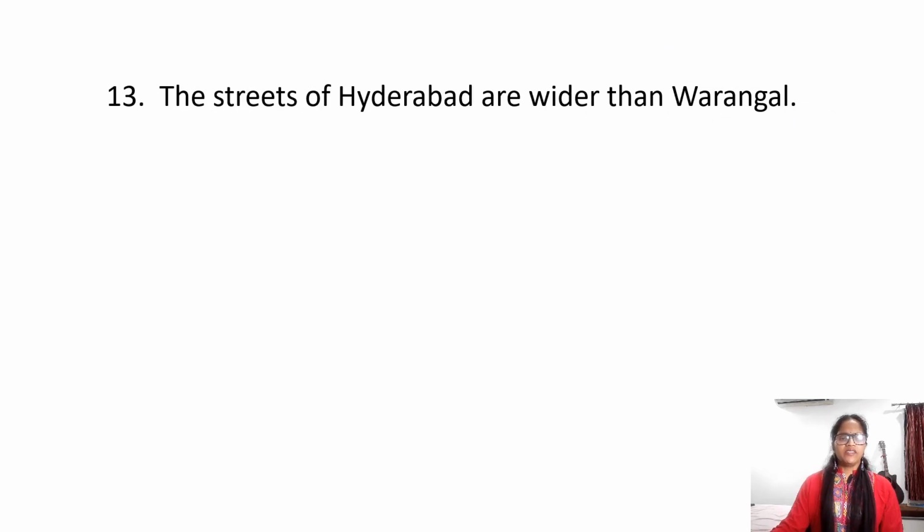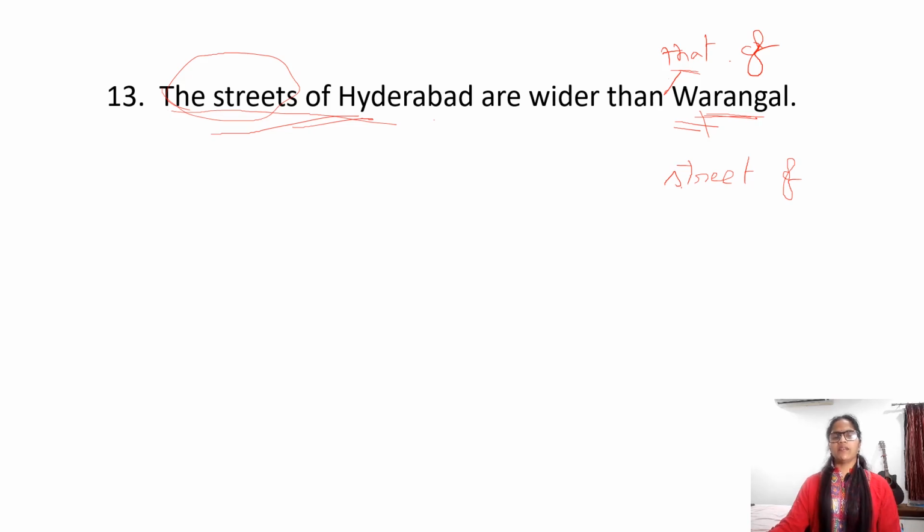Here is the next question on the screen. The streets of Hyderabad are wider than Warangal. We are comparing the streets of Hyderabad with Warangal. Warangal is a place, right? So we need to compare the streets of Hyderabad with the streets of Warangal. The streets of Hyderabad are wider than that of Warangal. Now when you are using that of, it means the streets of. So the streets of Hyderabad need to be compared with the streets of Warangal. Now answer is the streets of Hyderabad are wider than that of Warangal.